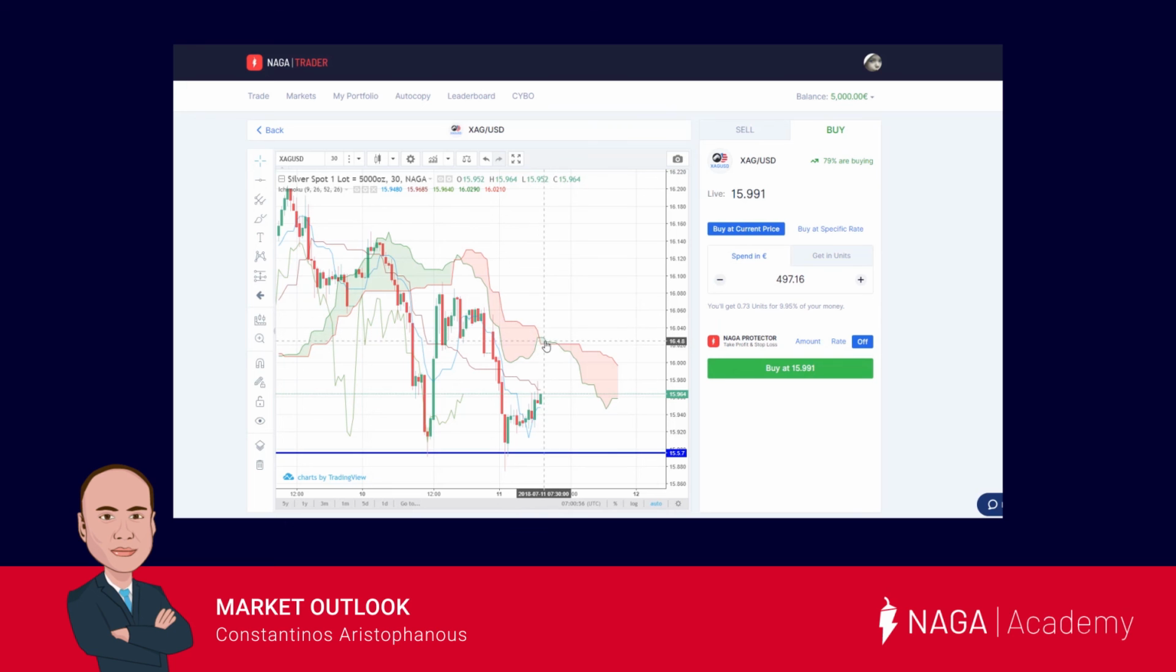Ichimoku cloud. It will then decide whether it will continue and retest for a third time with a break possible to the downside, or to break above the Ichimoku cloud, retest the 1602 area and continue its upward movement.